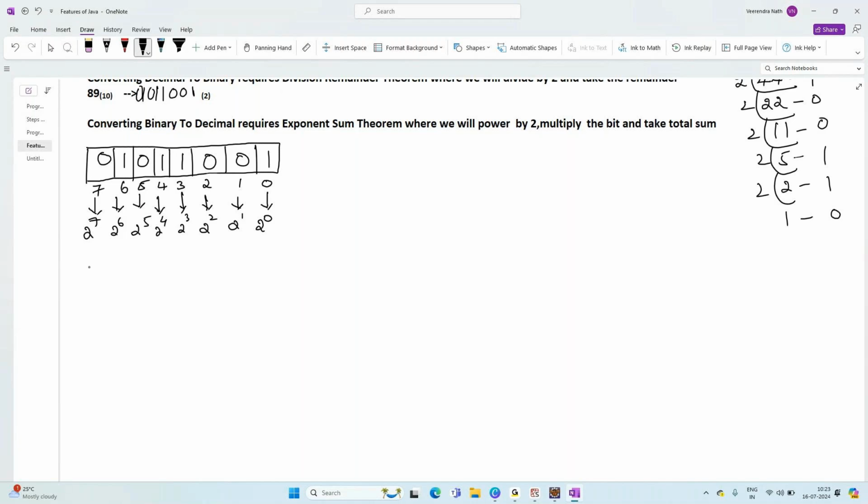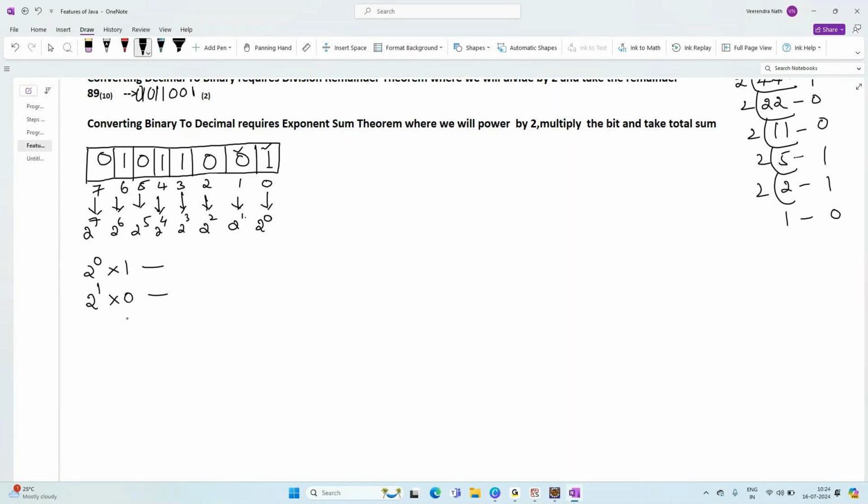So I will take 2 to the power of 0 into 1. Yes? Okay, next 2 to the power of 1 into 0. This 0, this one you have to take, not this one. This one we have already taken here.